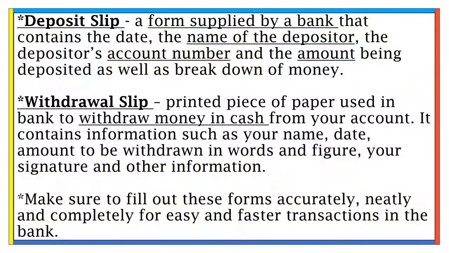Remember, a deposit slip is a form supplied by a bank that contains the date, the name of the depositor, the depositor's account number, and the amount being deposited, as well as a breakdown of money. A withdrawal slip is a printed piece of paper used in a bank to withdraw money in cash from your account. It contains information such as your name, date, amount to be withdrawn in words and figures, your signature, and other information. Make sure you fill out these forms accurately, neatly and completely for easy and faster transactions in the bank.